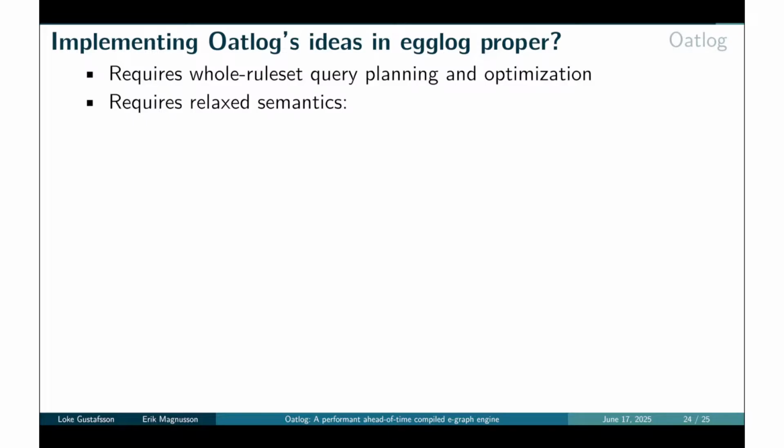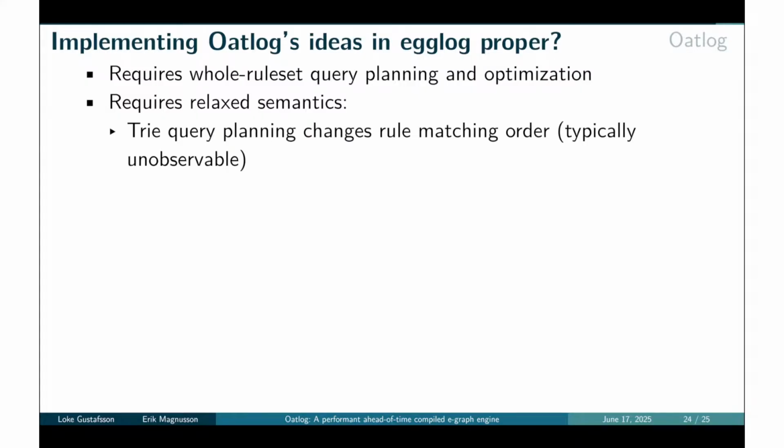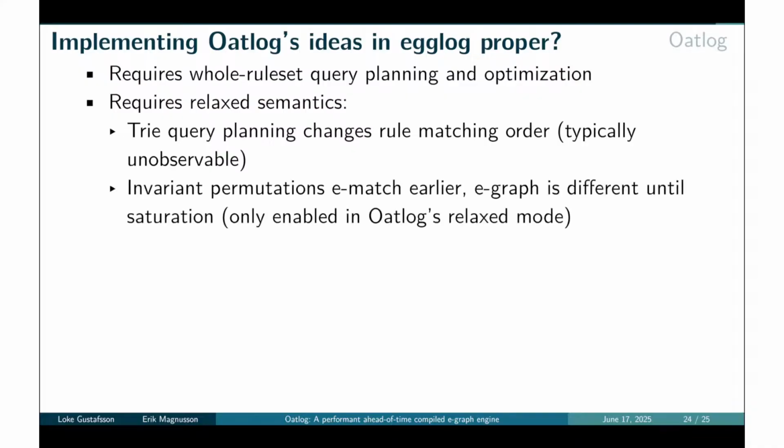One example of this is egglog's non-deterministic mode, which allows building eGraphs that are correct only after eClass ID renaming. Oatlog's strict mode inherits this same relaxation, additionally not guaranteeing anything about the order in which rules are matched in a single step. This relaxation is typically observable only in the presence of a merge expression, which is not part of a mathematical semilattice. Finally, the invariant permutation optimizations effectively execute the commutativity rewrite eagerly, triggering e-matches earlier.